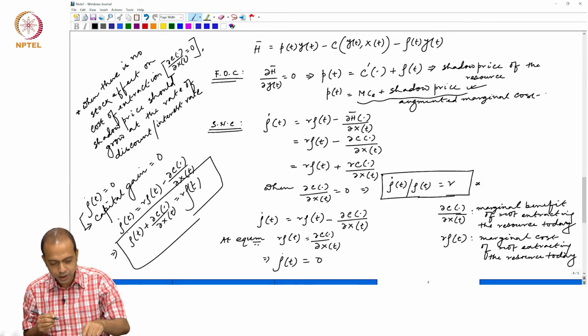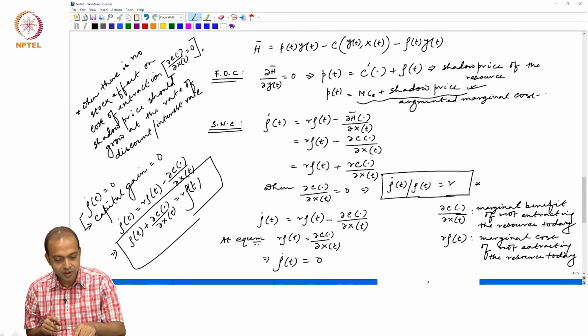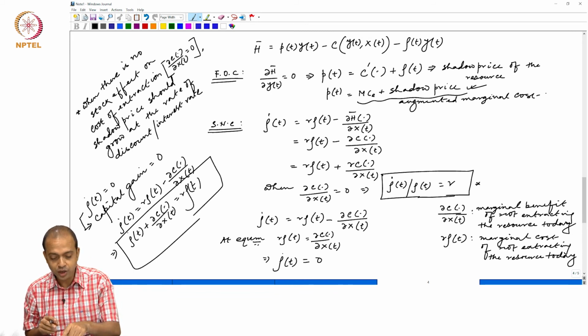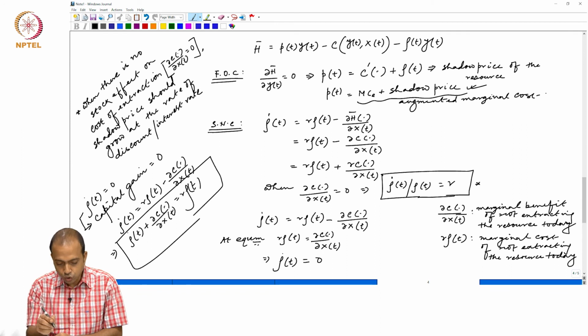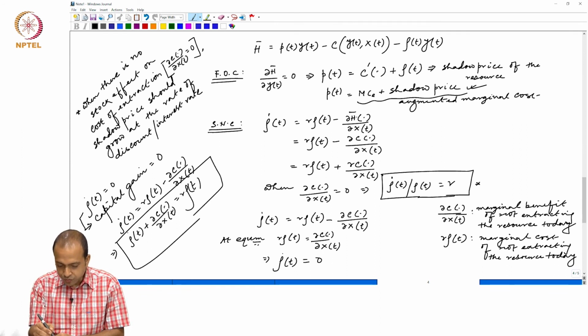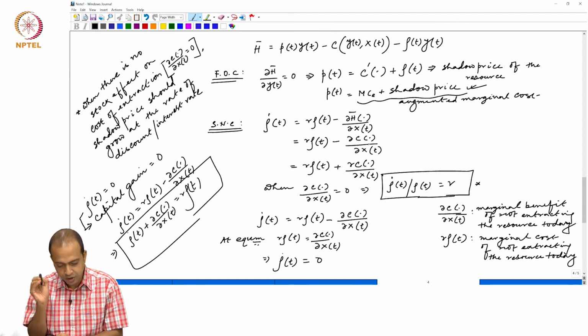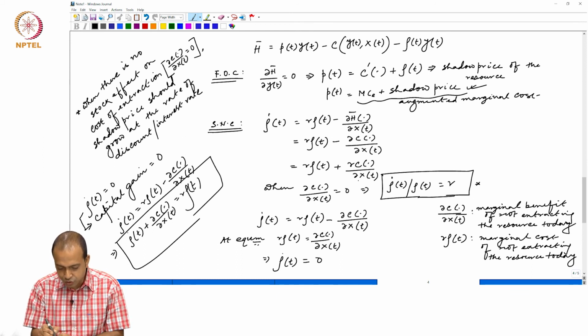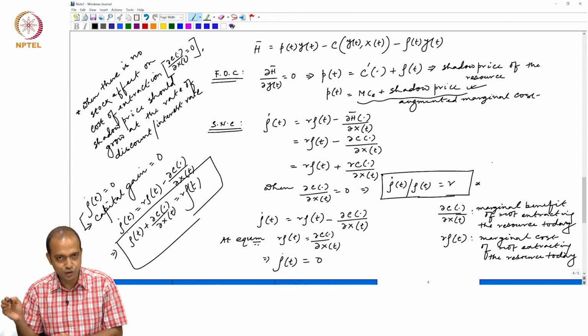And the second order condition we have already derived earlier: rho dot t equals r into rho t minus this. That means we need to differentiate the current value Hamiltonian with respect to x, and x appears only in the cost function. Since this is negative, we made it positive; you can keep it as it is. And we said that when del c by del x t equals 0, the shadow price should grow at the rate of discount.